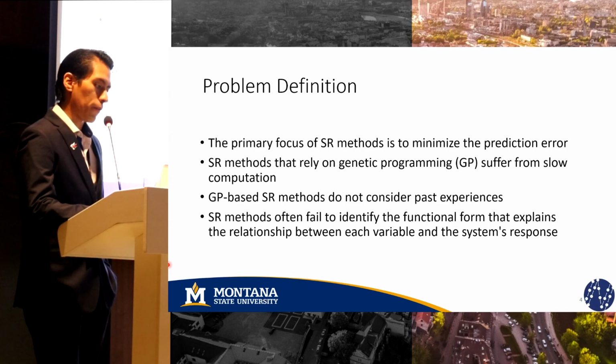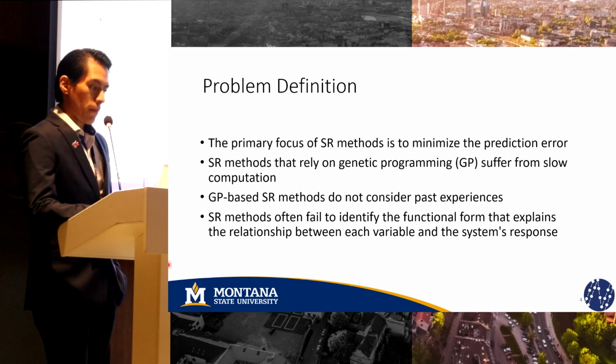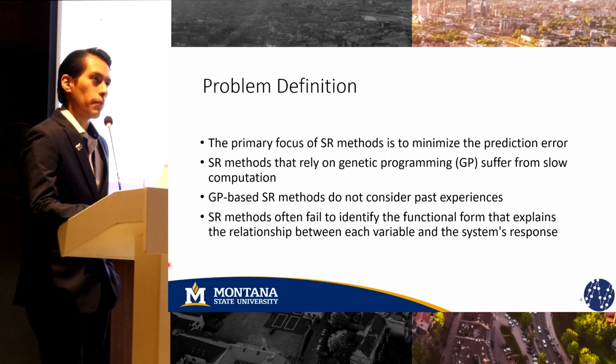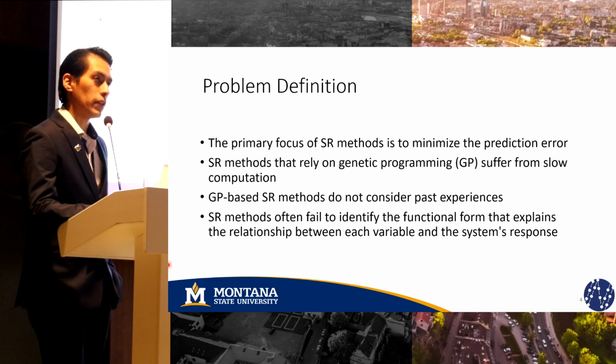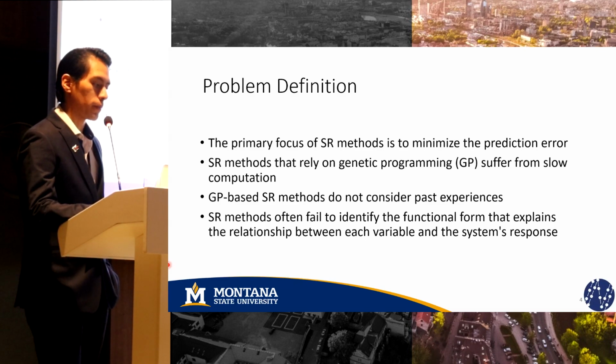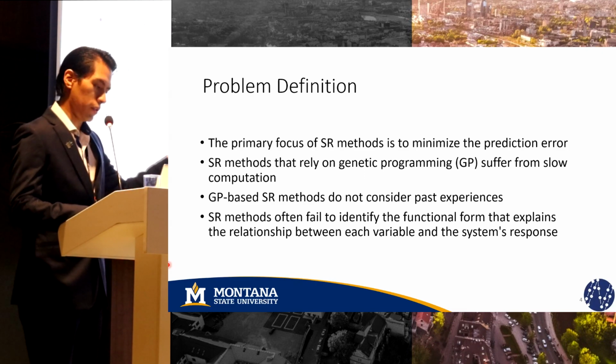And also this type of methods don't consider past experiences, and as a consequence they are not able to scale when you have more data or better data. There are many methods that don't necessarily suffer from these limitations, but in multivariate systems, they often fail to identify the correct functional form that explains the relationship between each input variable and the system's response, which is the system's output.